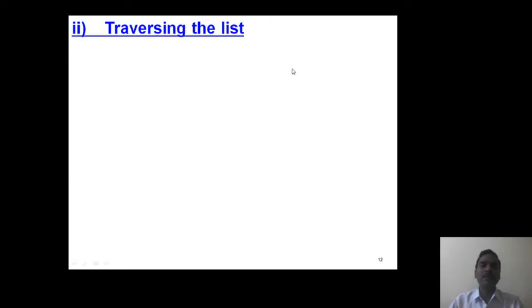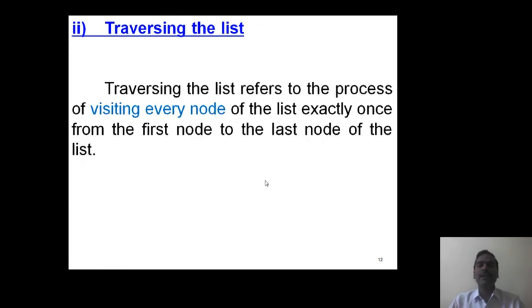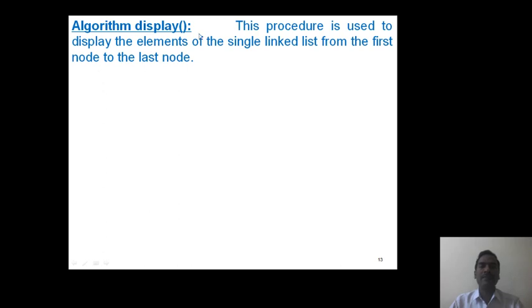The next operation is traversing the list. A traversing operation refers to the process of visiting every node of the list exactly once. To implement this operation, we design an algorithm, algorithm display. This procedure is used to display the elements of the single linked list from the first node to the last node of the list.